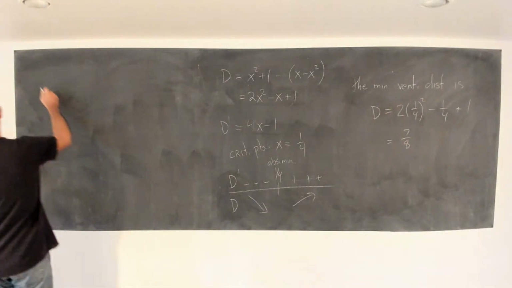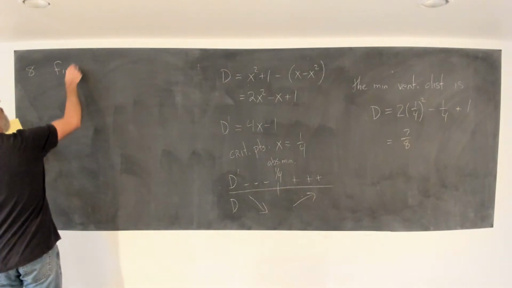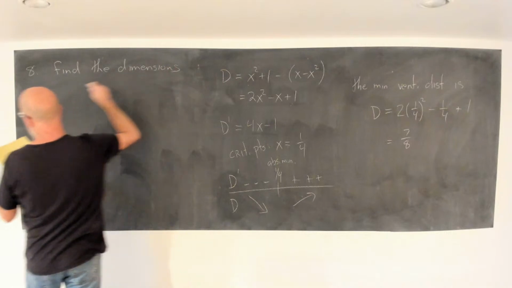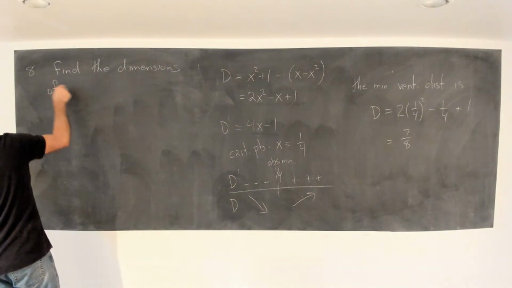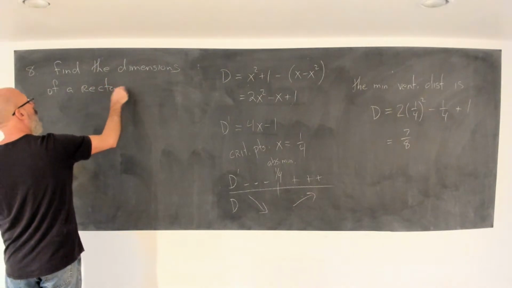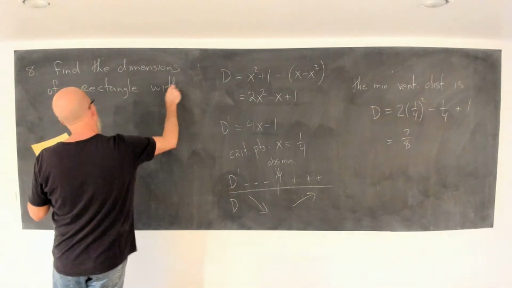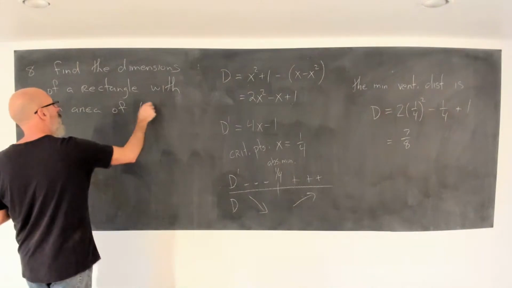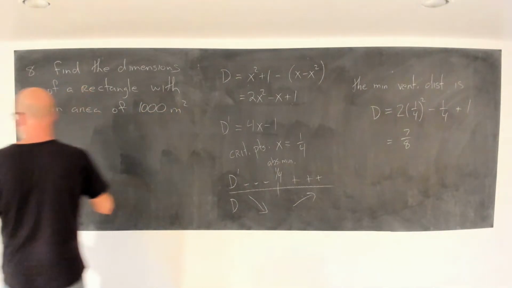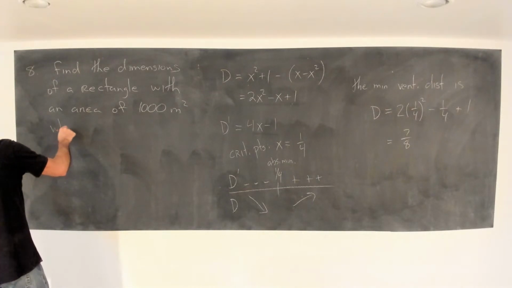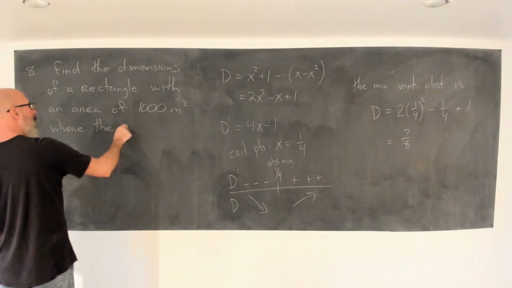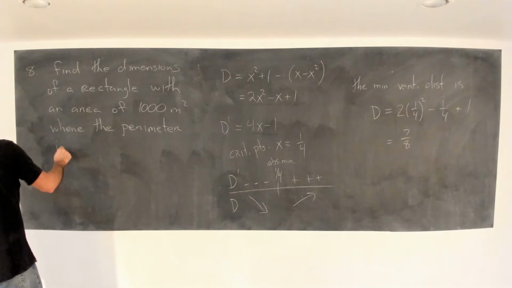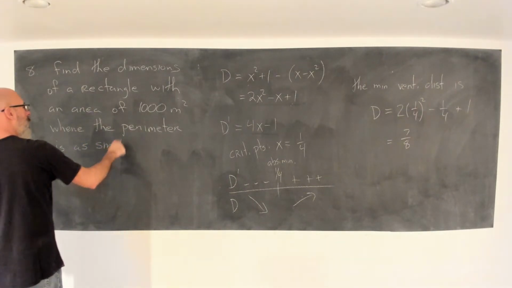Consider the following. Find the dimensions of a rectangle with an area of 1,000 square meters, where the perimeter is as small as possible.